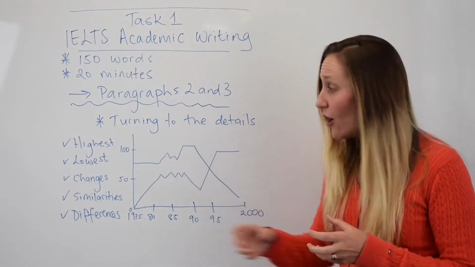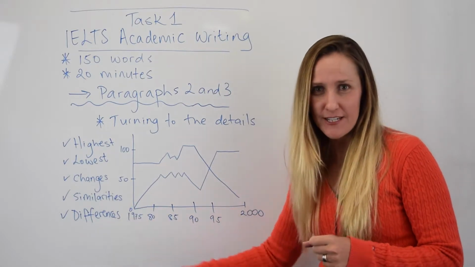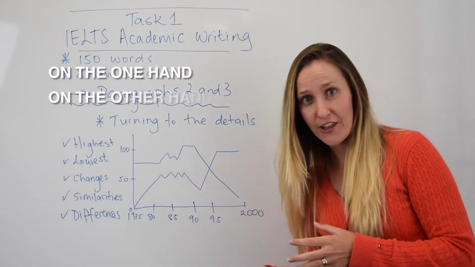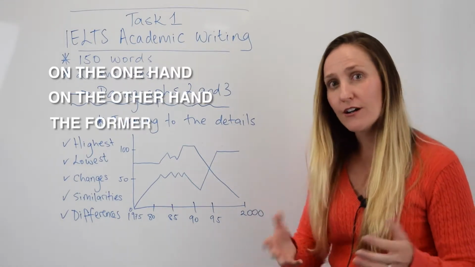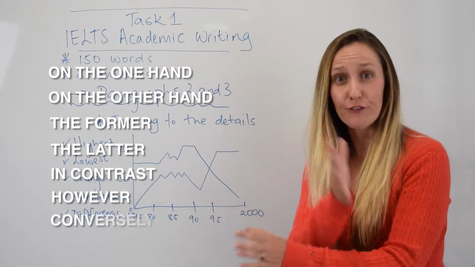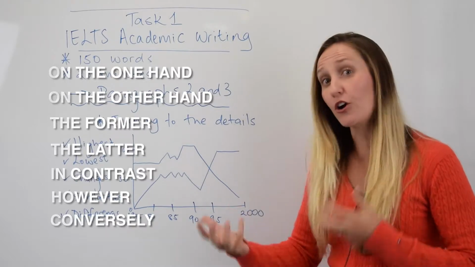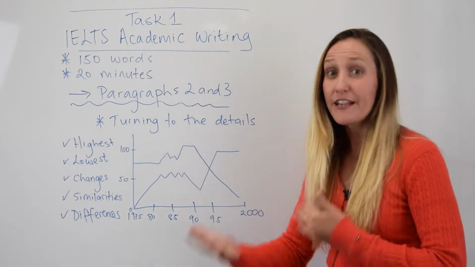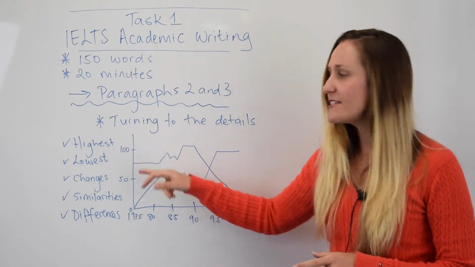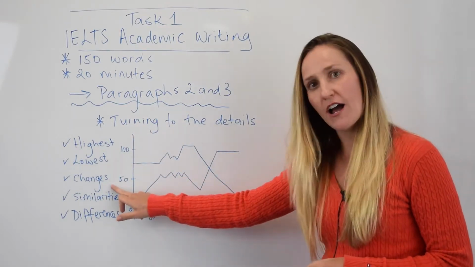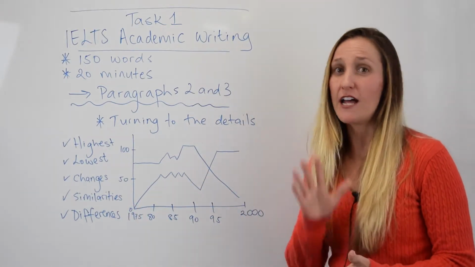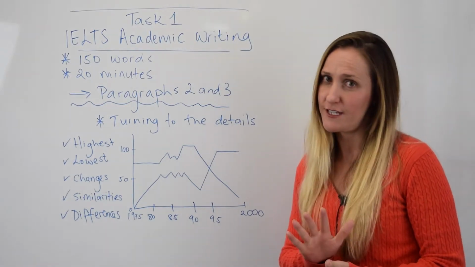One way to really help you identify similarities and differences is to use linking words like on the one hand, on the other hand, the former, the latter, in contrast, however, conversely. All of these words are going to make it very clear to the examiner that you're comparing the data. So, if you talk about the highs and the lows, changes over time, similarities and differences, you're definitely going to identify the most important aspects of the data.